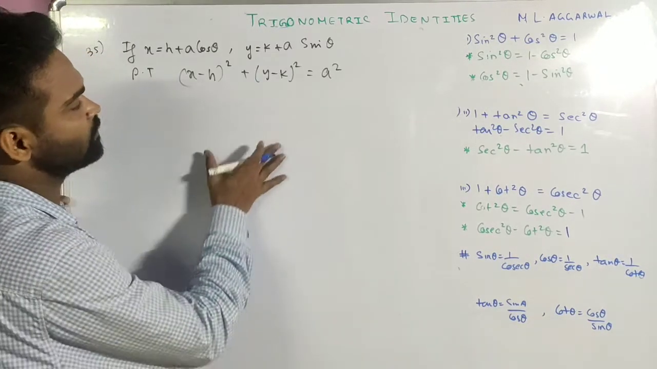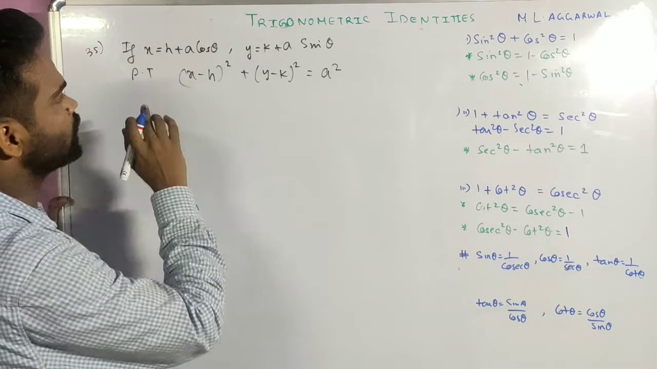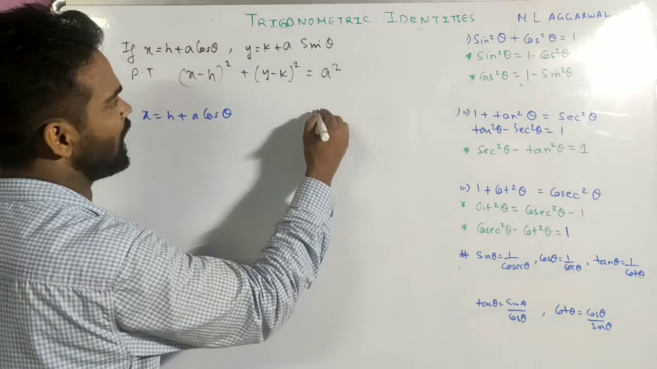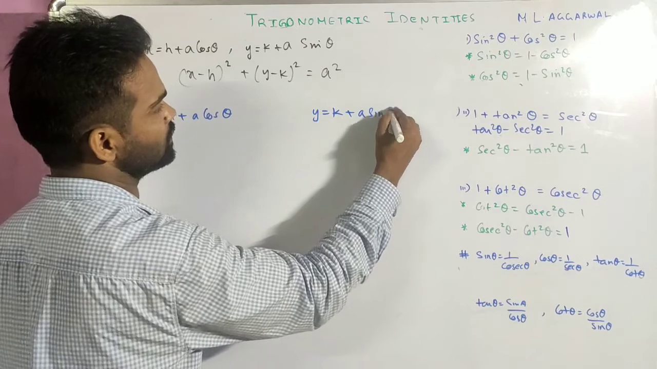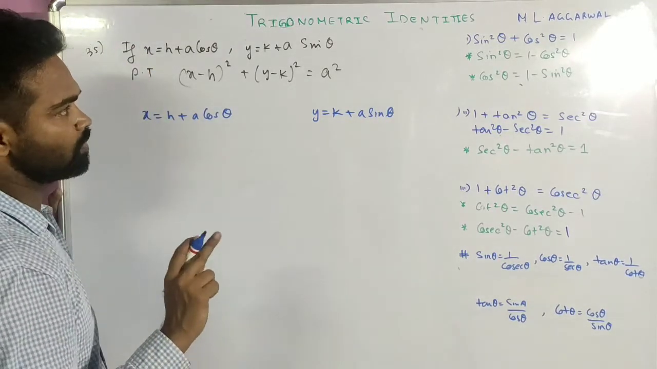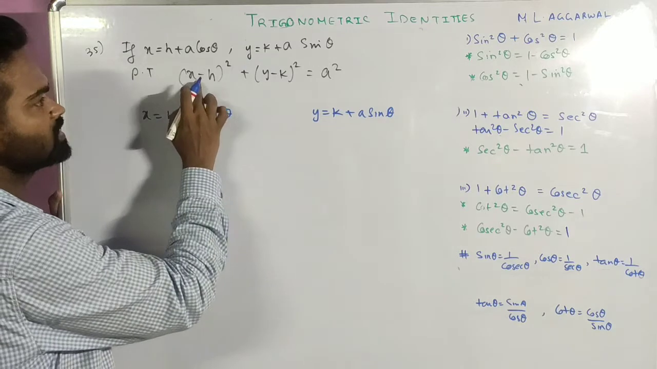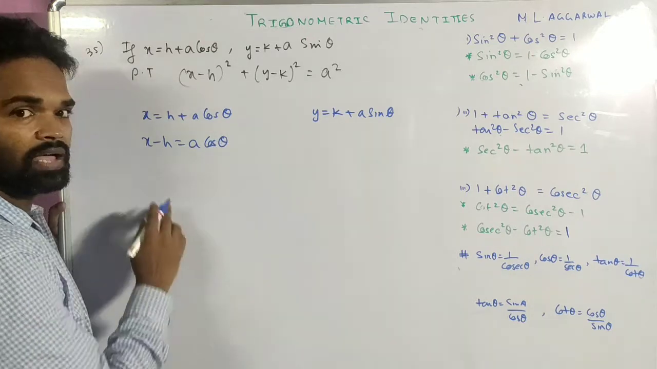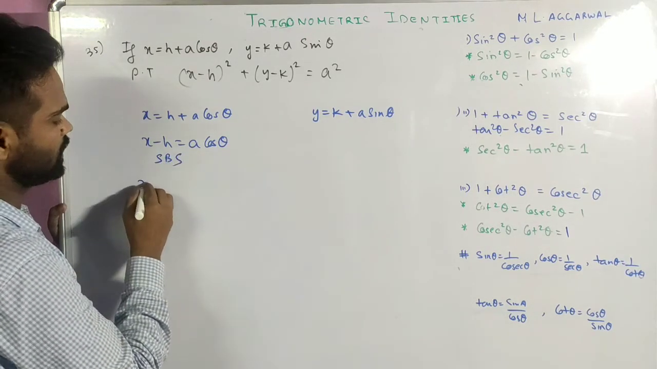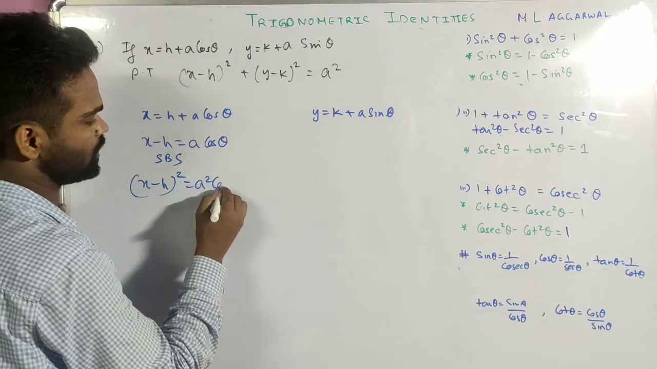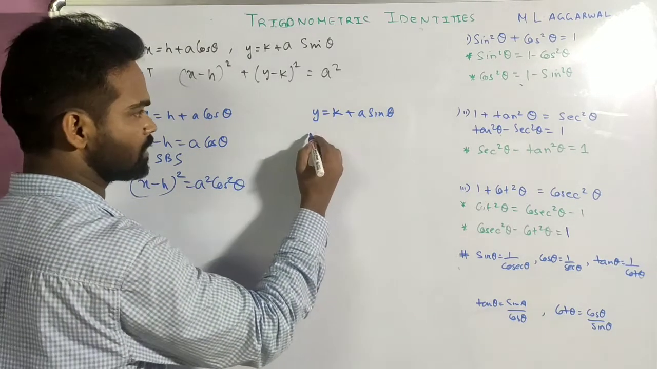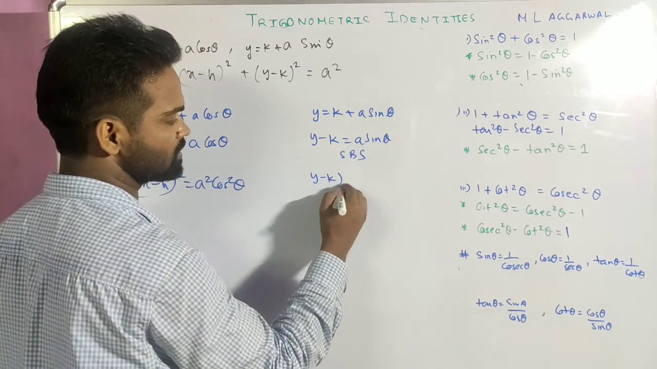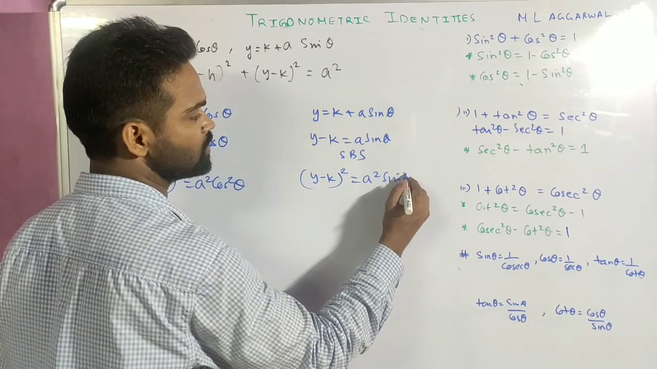Now look at the last sum for this exercise. If x equals h plus a cos theta and y equals k plus a sin theta, prove that x minus h whole square plus y minus k whole square equals a square. Now, x minus h whole square. So what I'll do, I'll bring h on this side and then square both sides. So it will be x minus h whole square equals a square cos square theta. Similarly, I'll bring k on this side and then square both sides. So y minus k whole square equals a square sin square theta.